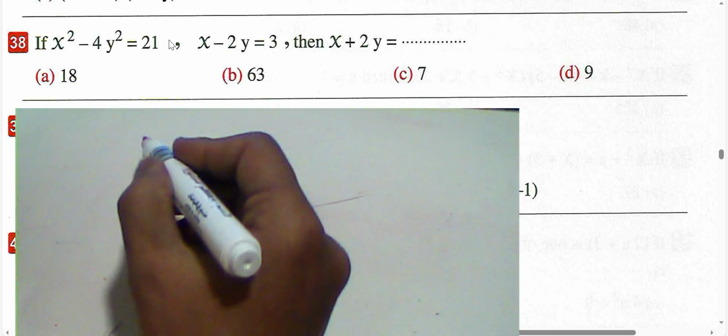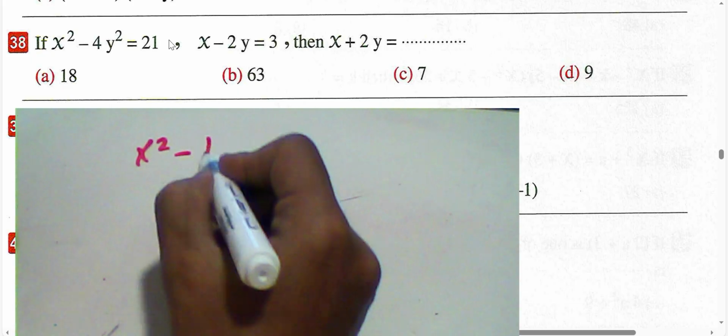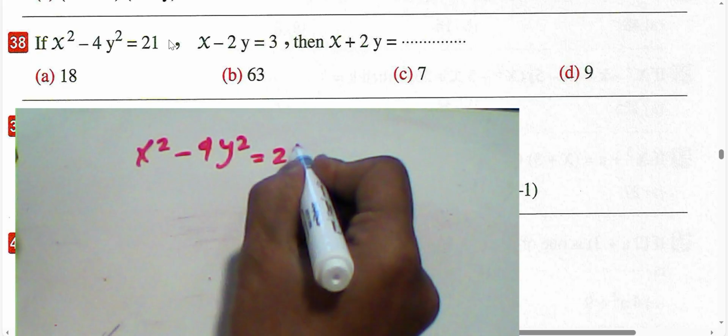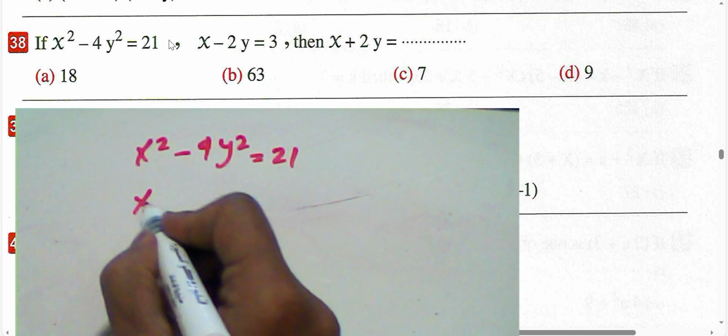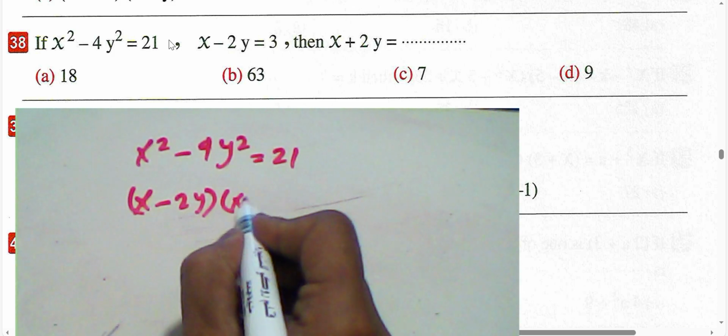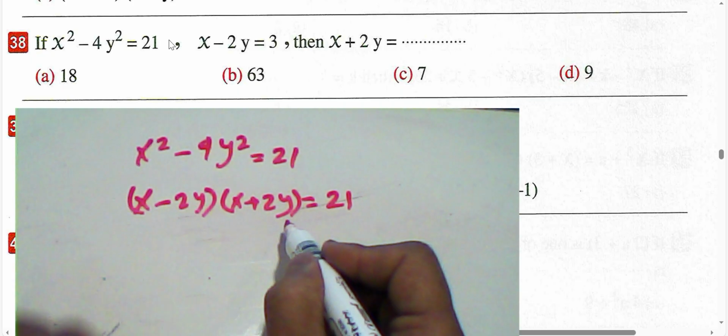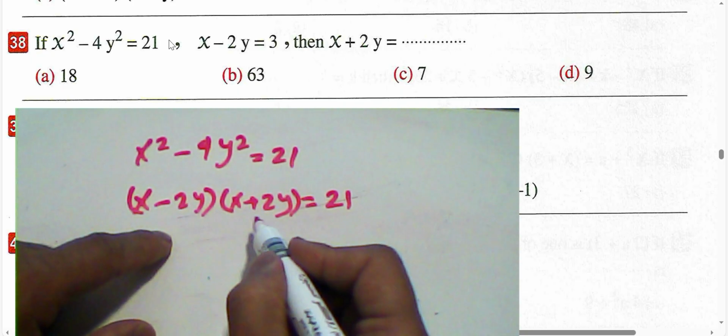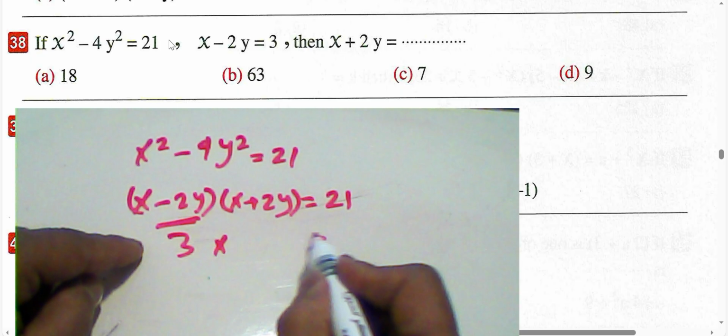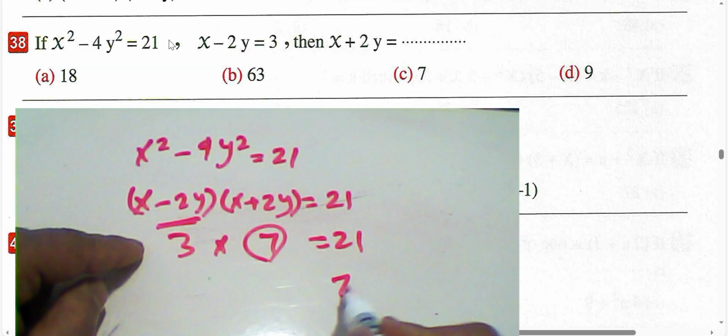Question 38. We have x power 2 minus 4y power 2 equals 21. We can factorize: x minus 2y product by x plus 2y equals 21. x plus 2y equals what? We have the value here, 3. 3 times what equals 21? 3 times 7. Then the answer here will be 7.